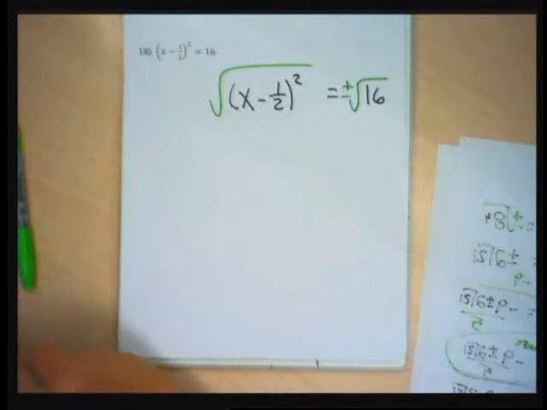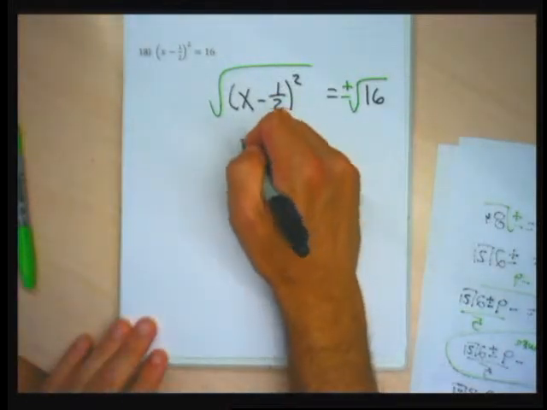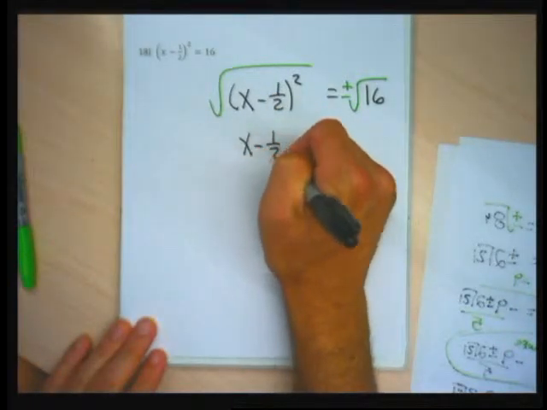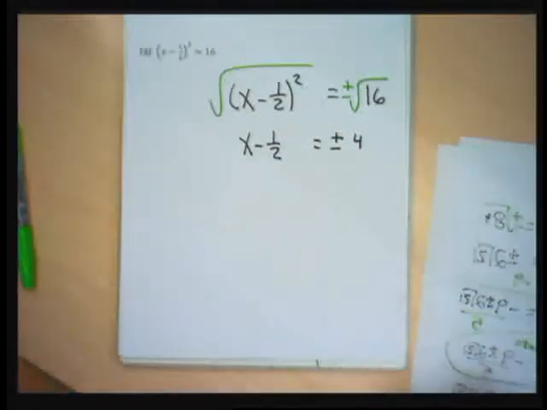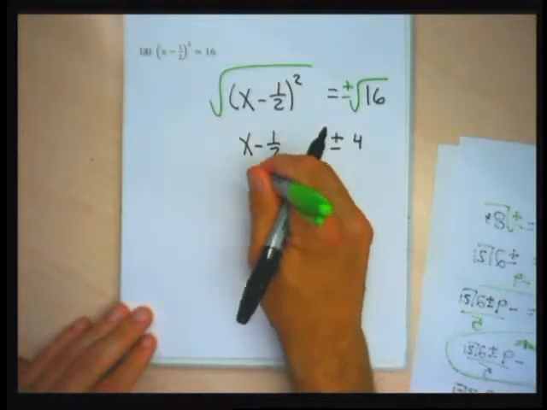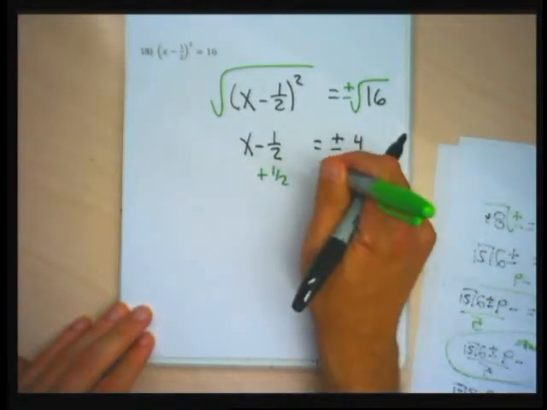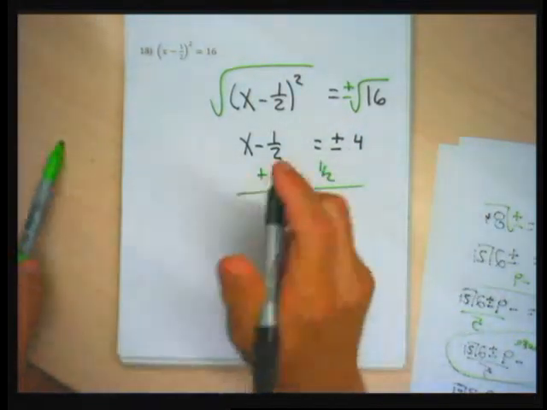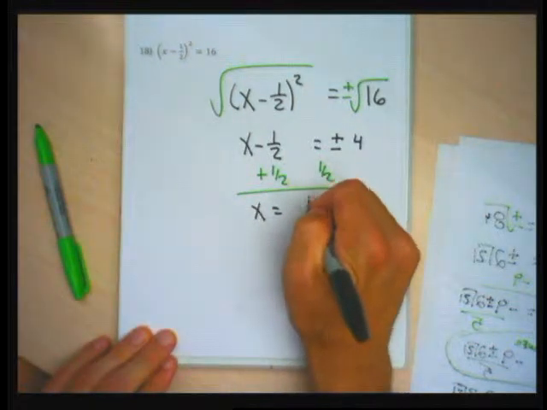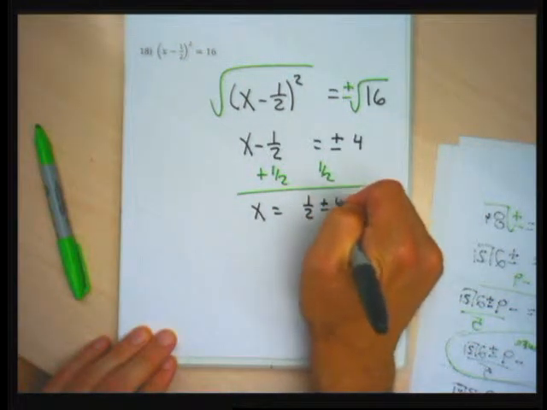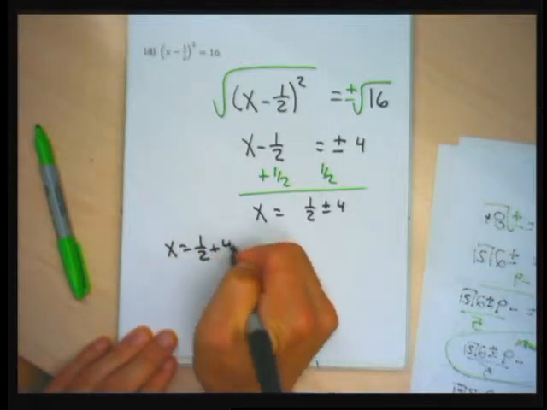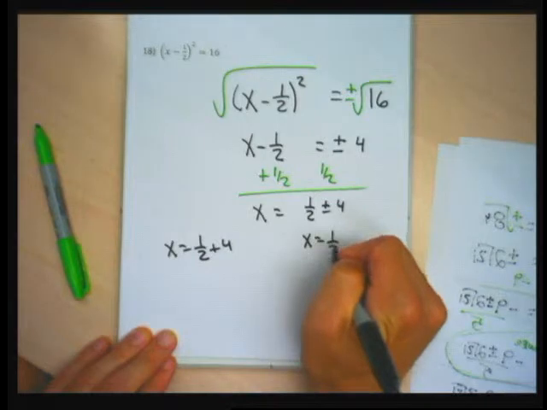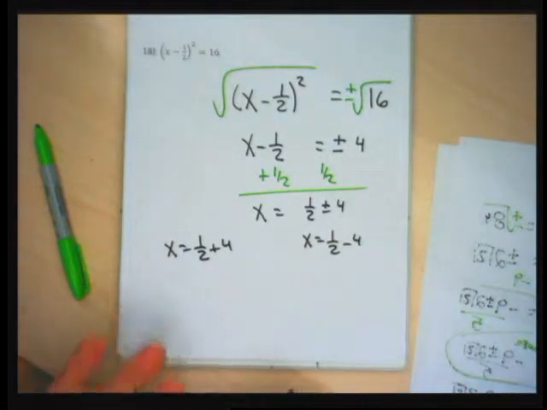So square root plus or minus square root. Left side I get x minus 1/2. Right side, the plus or minus symbol doesn't go away. The square root of 16 I can do without my calculator and know that that's 4. Add 1/2 to both sides. I get x equals 1/2 plus or minus 4, which is x equals 1/2 plus 4, and x equals 1/2 minus 4. Those, I think, can be added together. I can do them by hand.